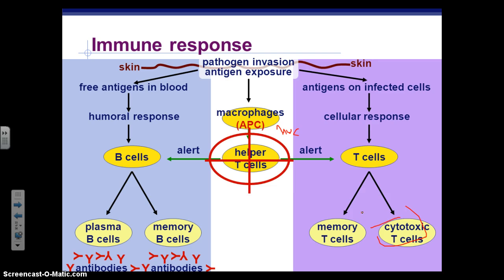And at the end of the response, there are both plasma B cells, memory B cells and memory T cells. They give you long-term immunity so that if you get the same infection again, you'll be able to fight it off faster in the secondary immune response.